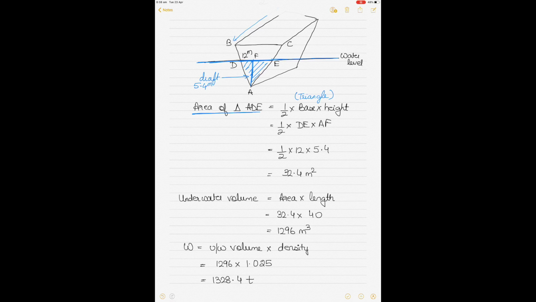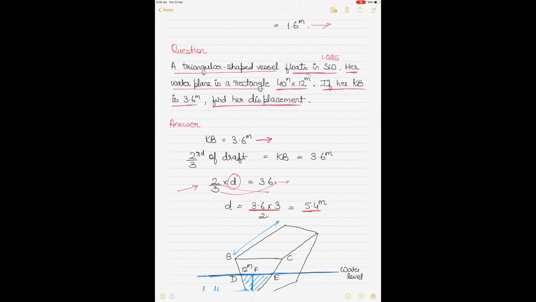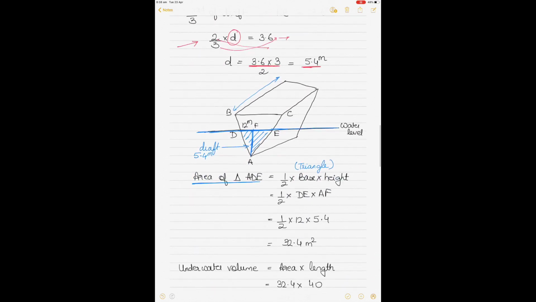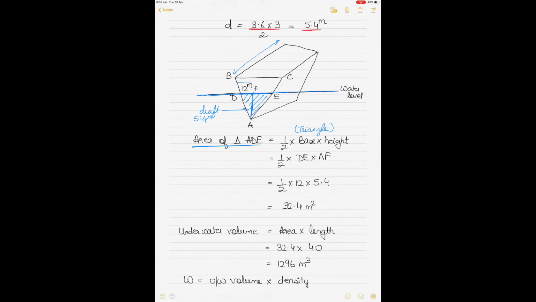So if you see, the base is DE in this case, which is about 12 meters. You know why it's 12 meters, right? Because it's given to you in the question. The width of the vessel is 12 meters. So this is the width of the vessel. You can see from the drawing. So the width of the vessel, this width here, is about 12 meters in this case.